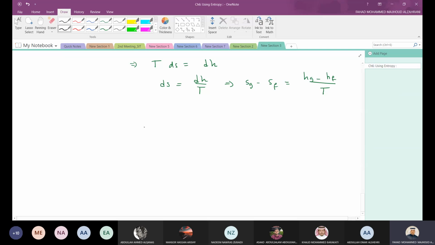So also we have the entropy change for incompressible substance. Okay, let's see how the entropy change for incompressible substance.